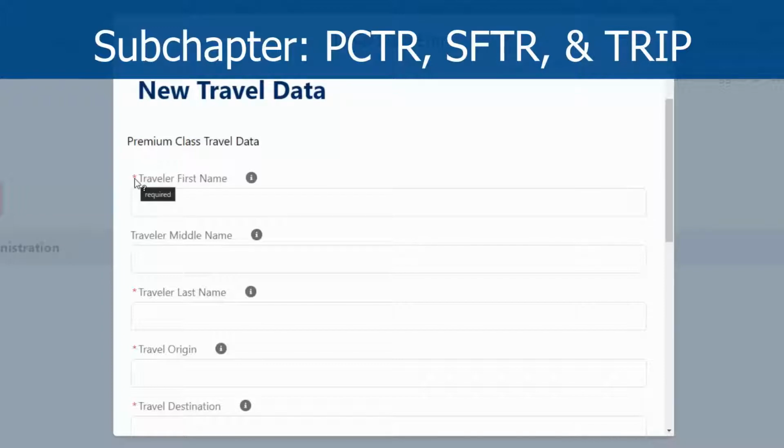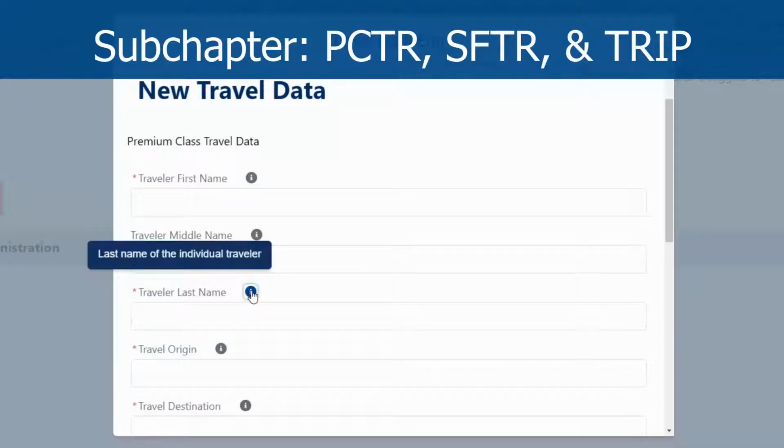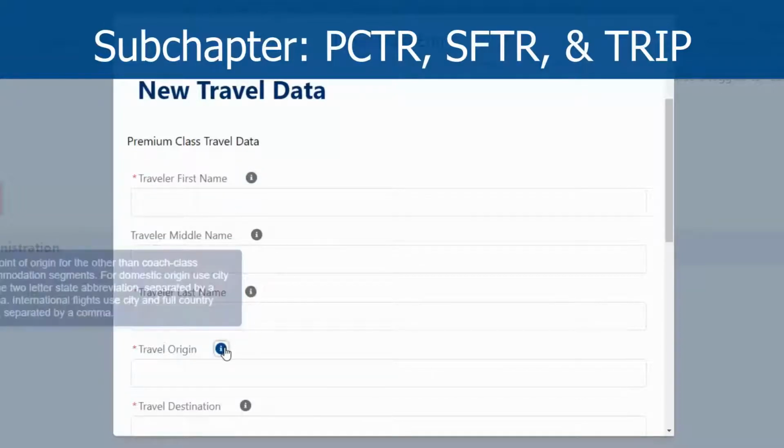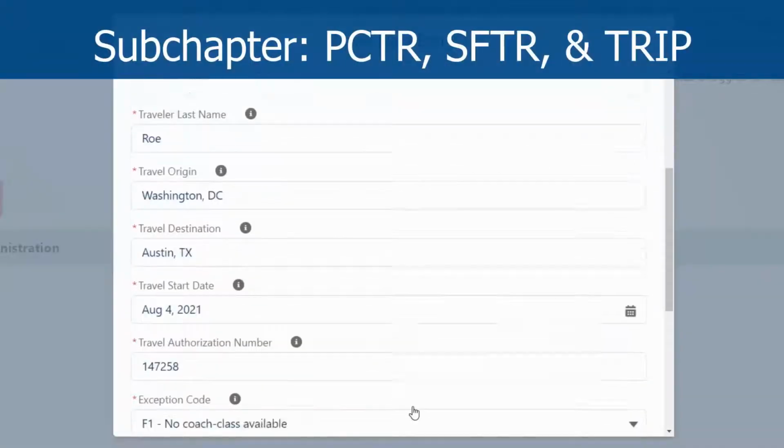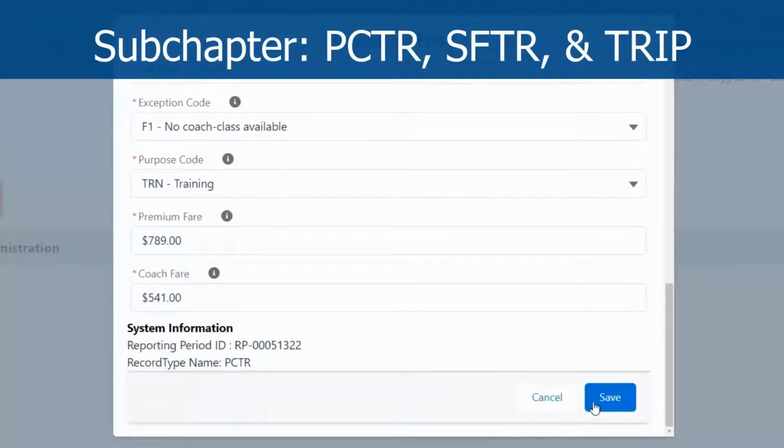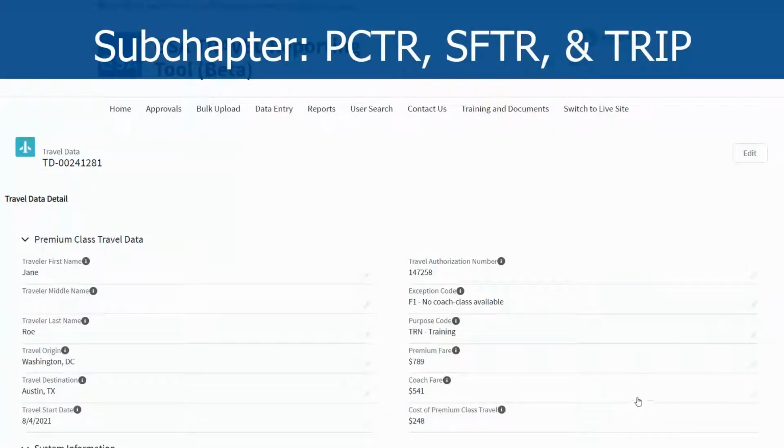If you have any confusion over what a field means or requires, you can hover over the gray icon of a circle with a lowercase i in it to the left of the field to view any associated help text. Once you have all your data filled in, click Save. A new browser tab will open and will display the travel data you just created.